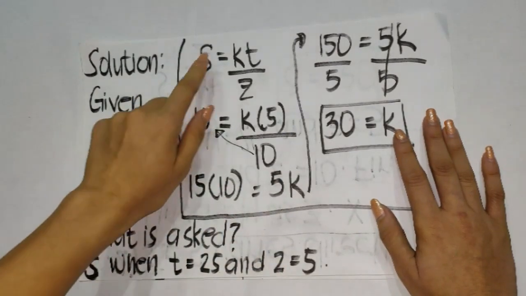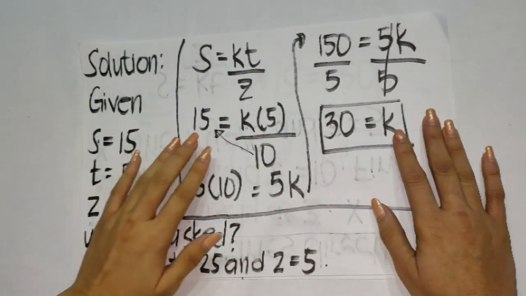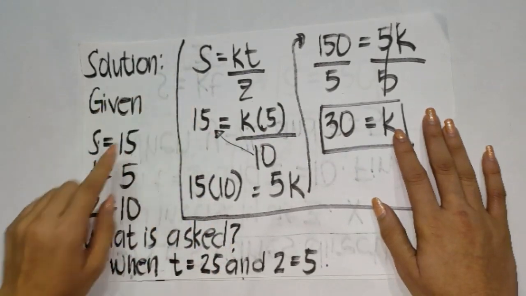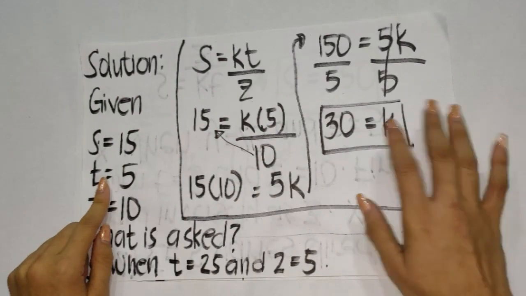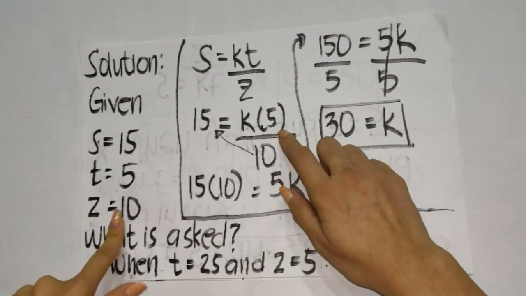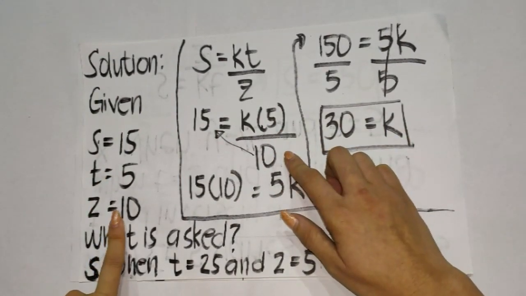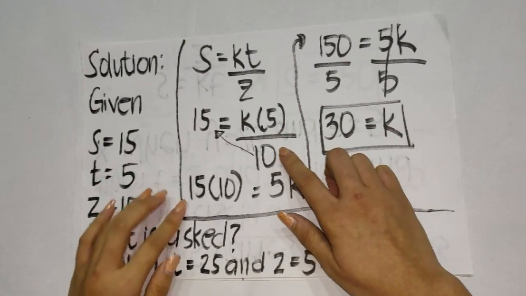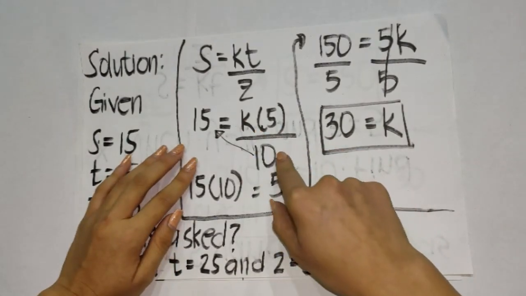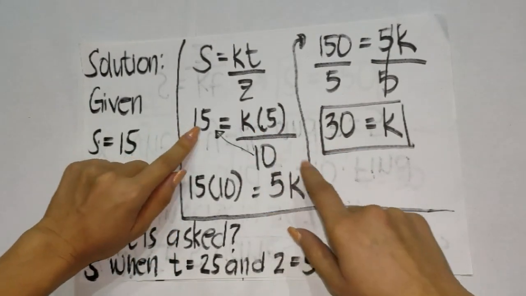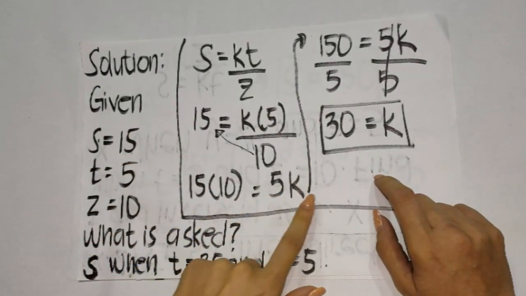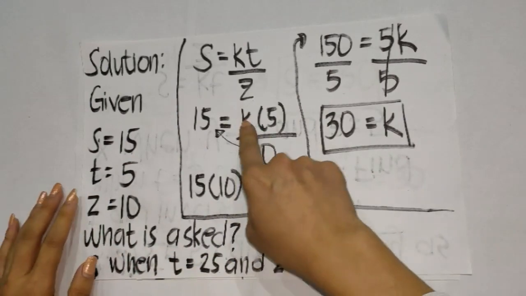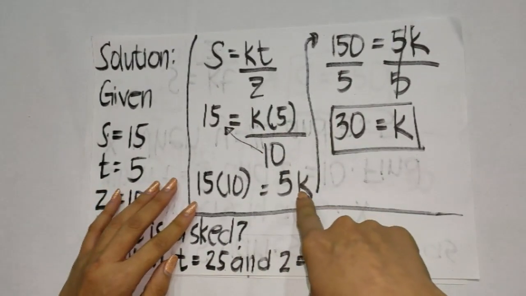So, S is equal to KT over Z is equal to, our S is 15. Substitute natin guys. And then our T is 5. Our Z is 10. So, the next thing you need to do is to multiply the denominator and 15. So, we have 15 times 10 is equal to 5 over 5K. Kasi K times 5, that is 5K.